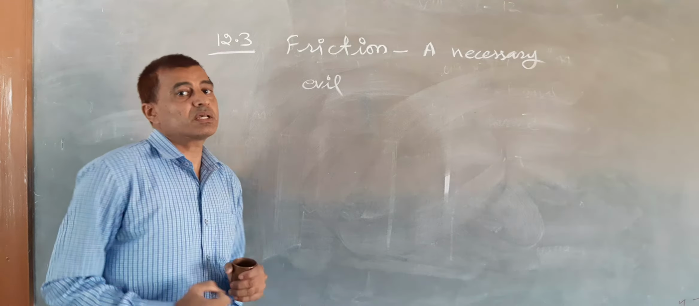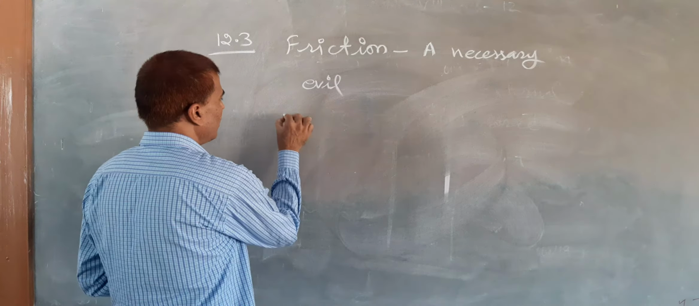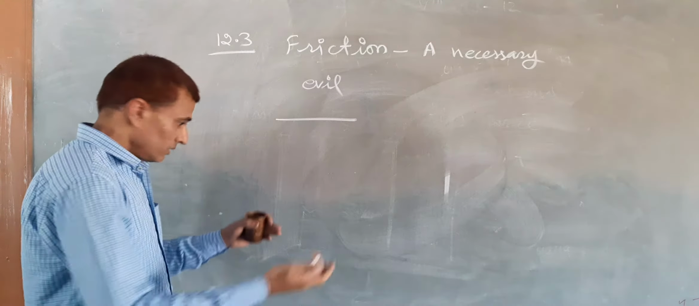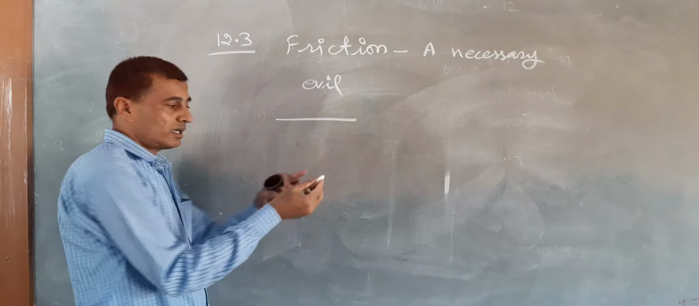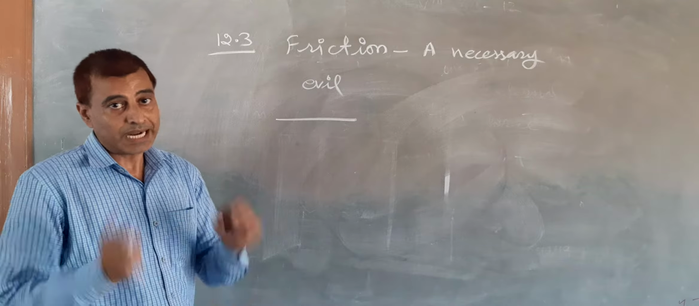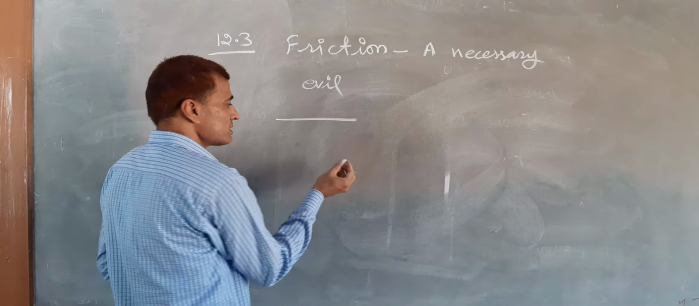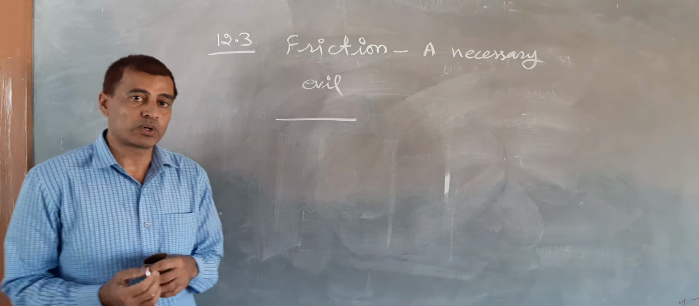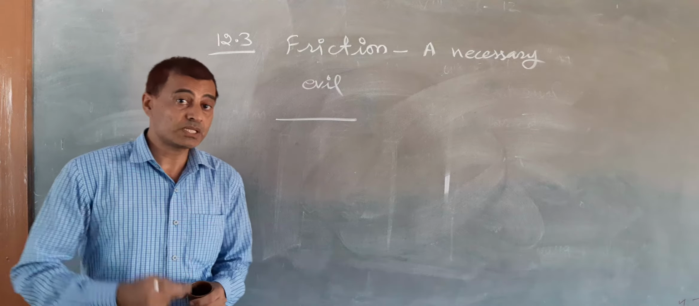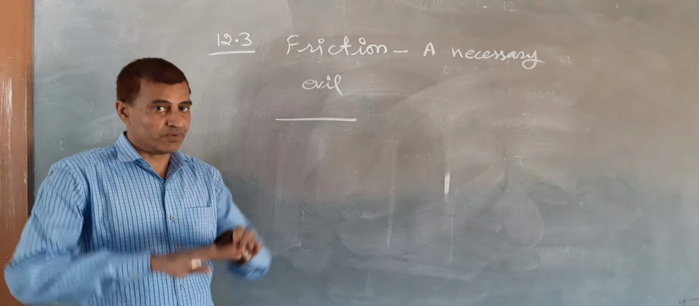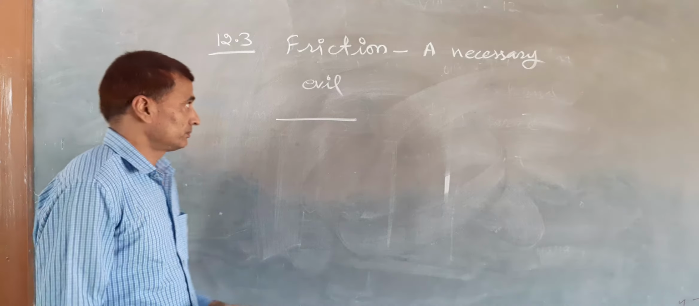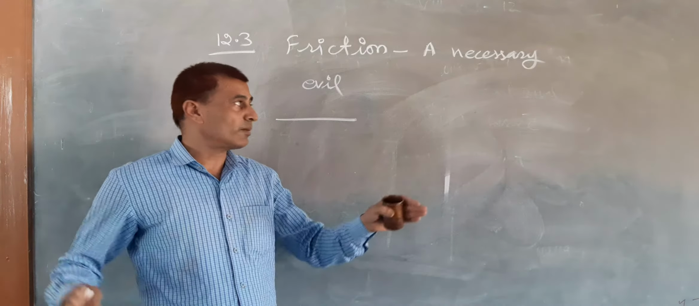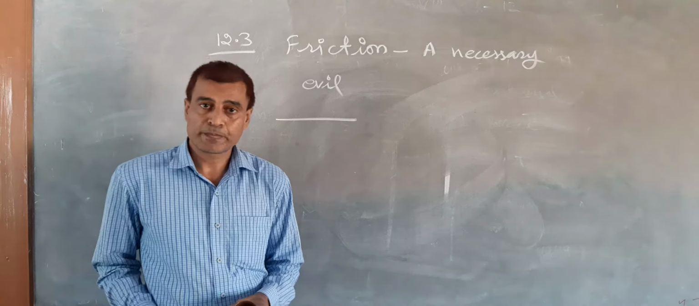If there is no friction, then we cannot write on this board, such as I am drawing this line. There is a friction between this surface and the surface of this chalk. That is why when I rub, some parts of this chalk stick to the surface of this board. That is due to friction. It means friction is very much needed in various places, but in some places, dear children, it is not desirable. It means it is evil.